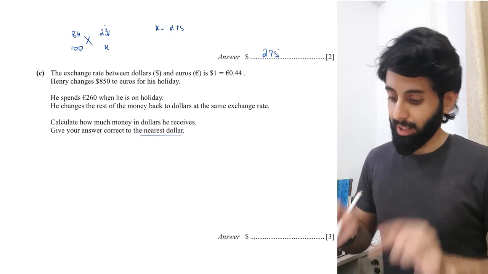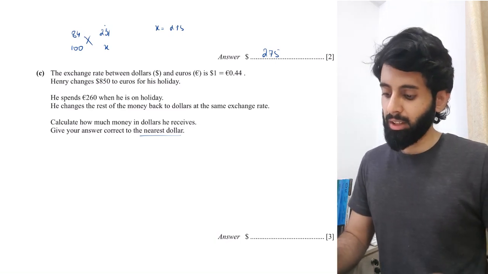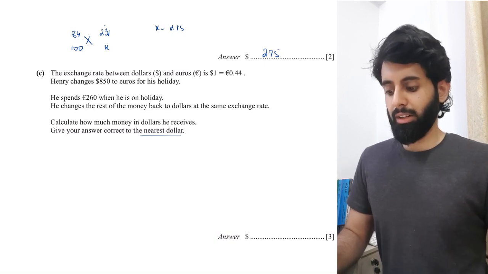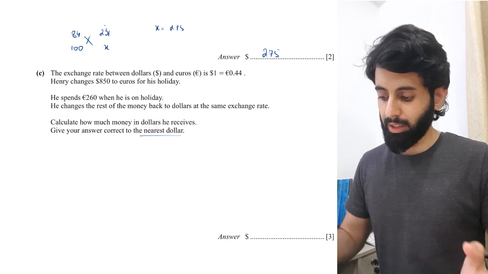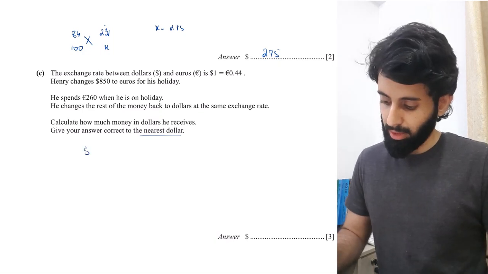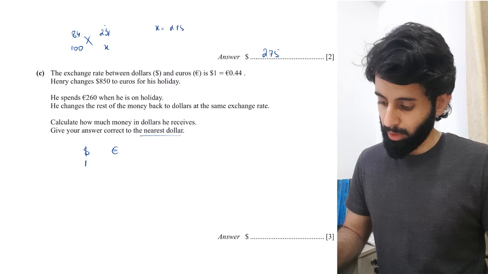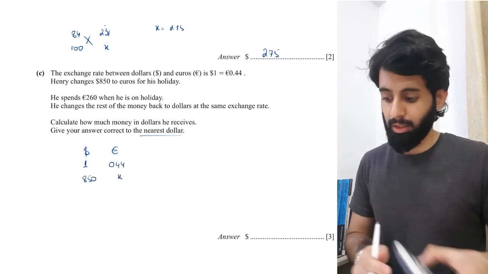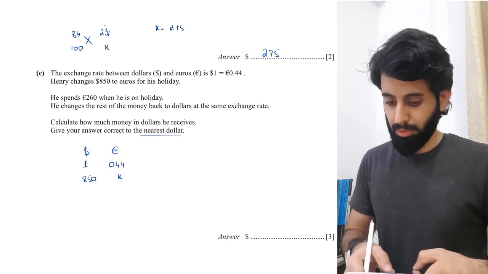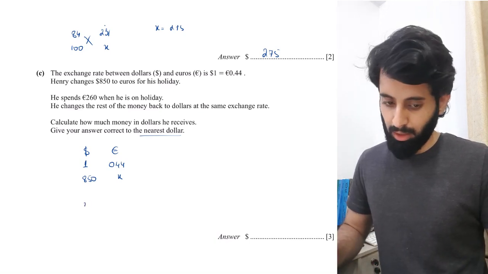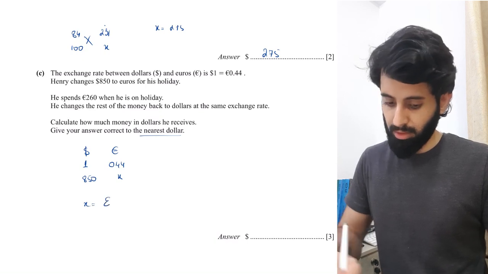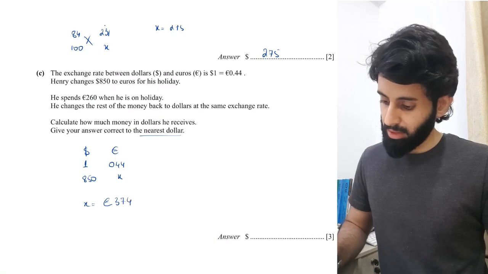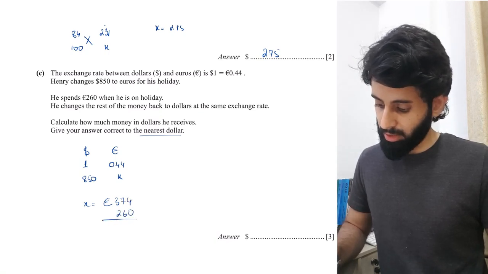Okay, now let's read the question again. So we're given the exchange rate. Henry, who is apparently going on a holiday, is changing $850 to euros. Okay, so let's find out how many euros he gets. So here we have dollars and here we have euros. So for $1 you get 0.44. For 850, let's find out how many you get. So 850 times 0.44 gives me 374. Oh, that's not how you make a euro symbol. So 374.